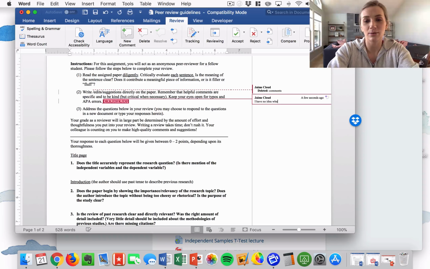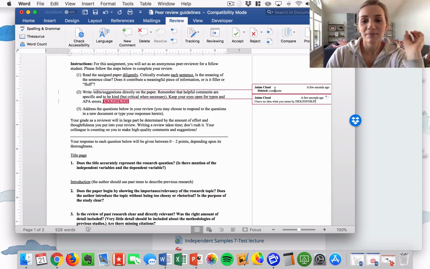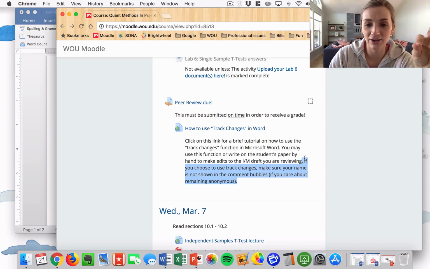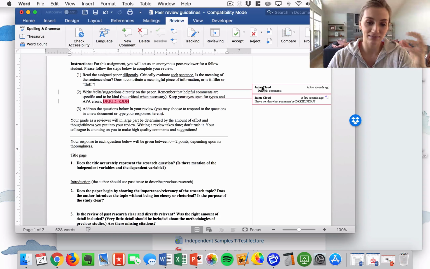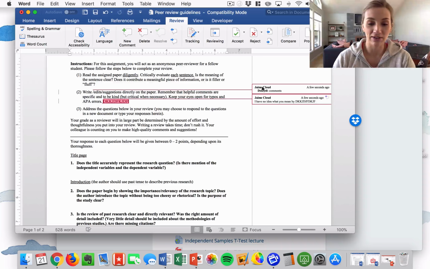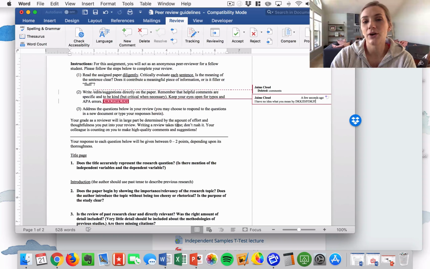I have no idea what you mean by the KKJDF, whatever, right? So you can add comments too. But the caution I have here is if you use track changes, make sure your name is not shown in the comment bubbles. Because this license of Word or Microsoft Office is, to me, my name is in the bubbles. So if you don't mind the student knowing who reviewed their paper, you can keep your name in there.